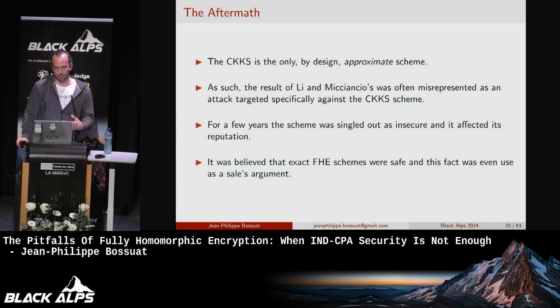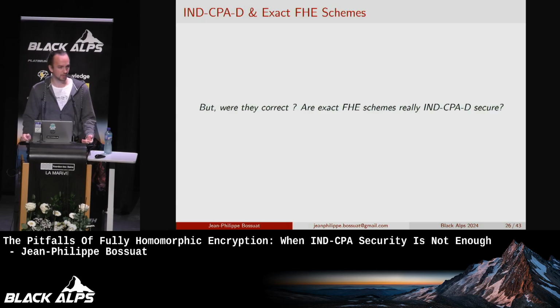Of course, this was kind of shocking to the community. Well, everybody knew about this in a way, because the attack is very simple, so we knew this was an issue. But for the people that are not in the community, another issue is that the CKKS scheme was, by design, the only approximate scheme. So a lot of people interpreted this paper as an attack specifically targeted at the CKKS scheme. And for a few years, it was singled out as an insecure scheme. We even had some actors that used this as a sales argument for their product, saying, we use exact schemes, so we are secure. But were they actually correct?